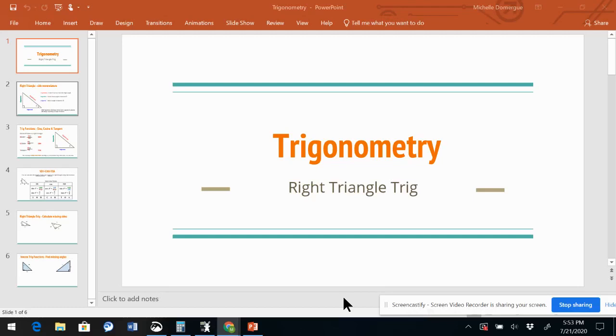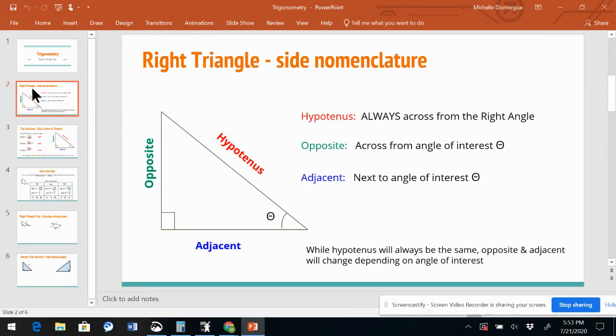Okay, in this video, we're going to look at right triangle trig, or right triangle trigonometry. The first thing we need to do is to define the nomenclature of the sides in a right triangle. So you can see in the following right triangle, we have a given angle theta. This is one of the acute angles in our right triangle. And the sides of this triangle are labeled as follows.